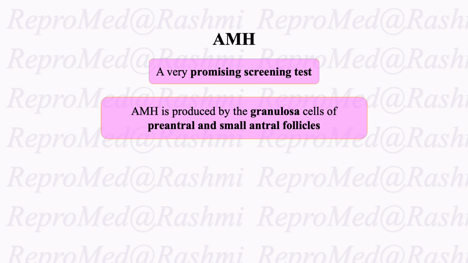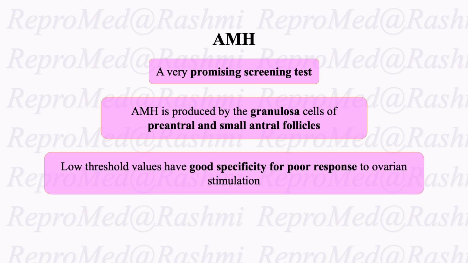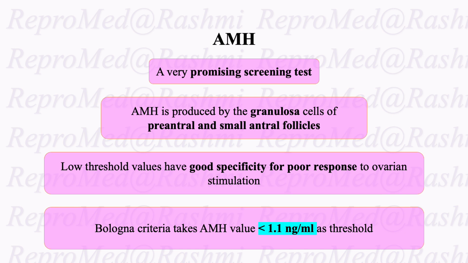Anti-Mullerian hormone is produced by granulosa cells of preantral and small antral follicles. So it is very important to know which cells produce AMH. It is the preantral and small antral follicles. Low threshold values have good specificity for poor response to ovarian stimulation. Bologna criteria takes an AMH value less than 1.1 nanogram per ml as the threshold for lower ovarian response.